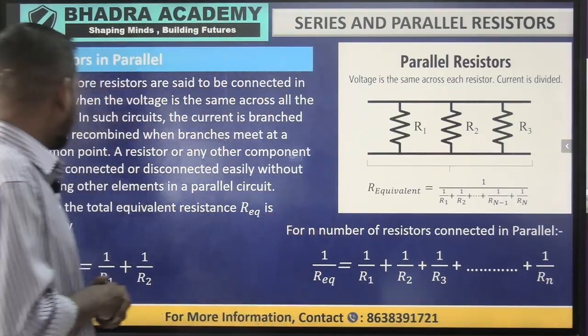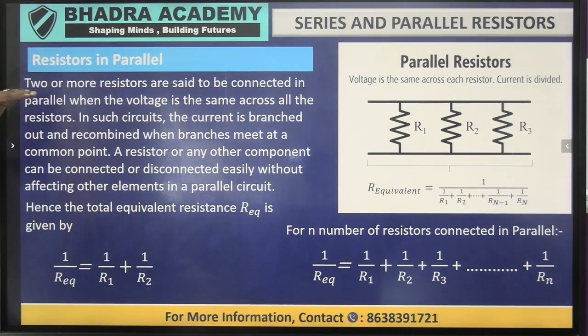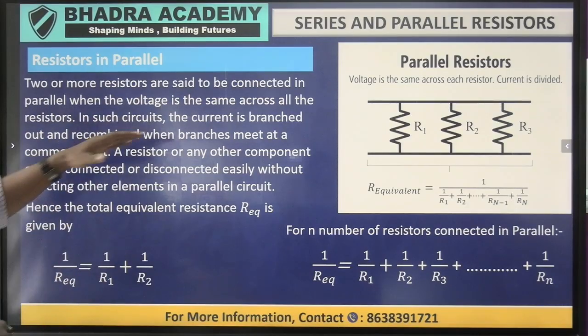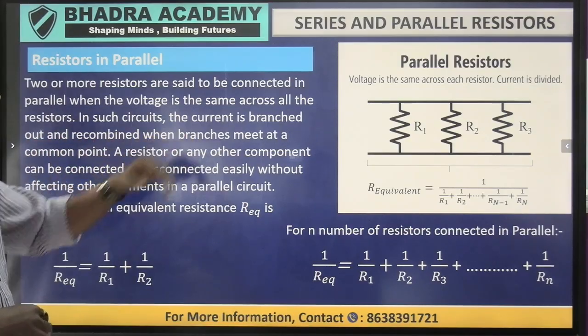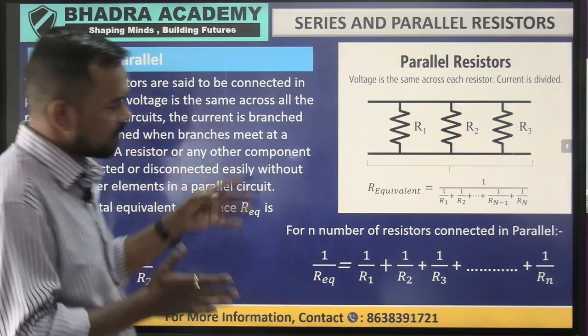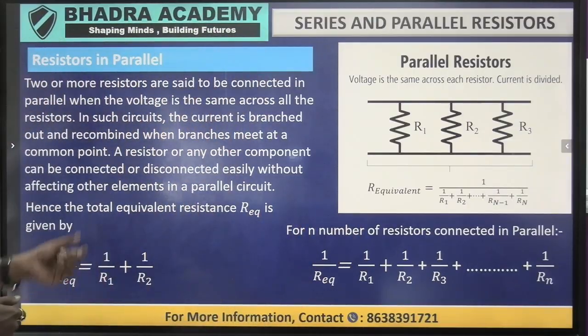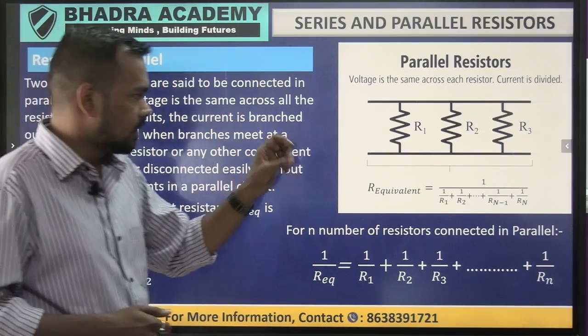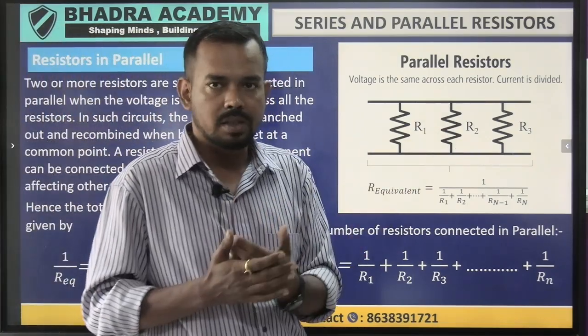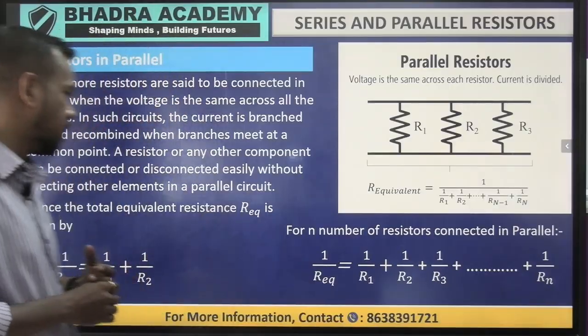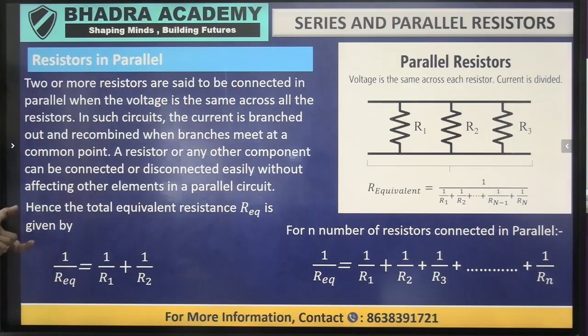Similarly, it is mentioned in the same way that two or more resistors are said to be connected in parallel when the voltage across the resistors is the same, right? And the current is branched out and recombined when the branches meet at the common point. So when the circuit is completed, all the currents add up again and make up the circuit current, right? One thing is advantageous here: if any of the connections or any of the resistors is broken, the circuit still remains the same, the other elements are not affected and keep working properly.